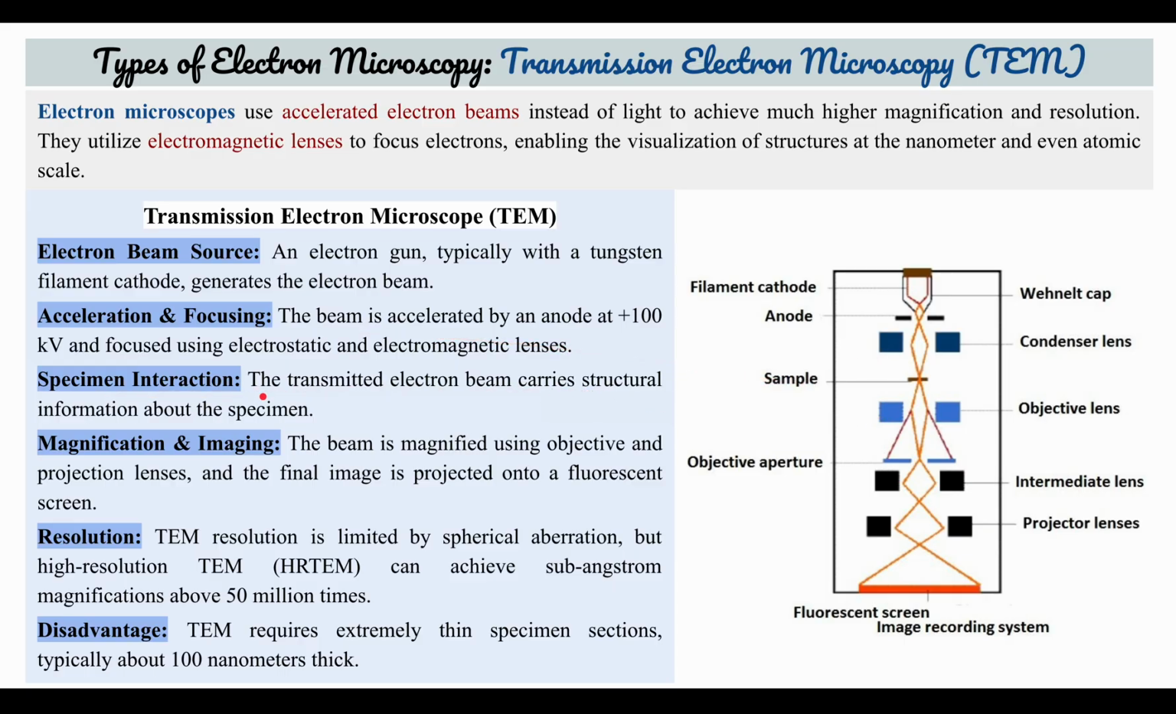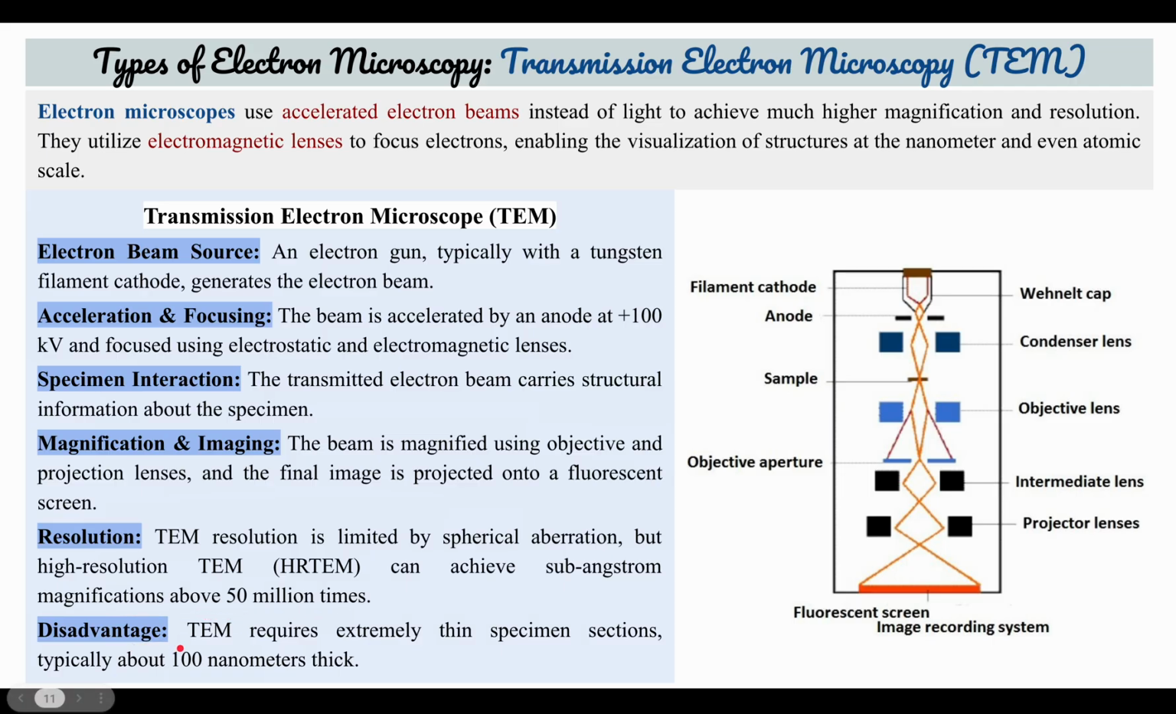And then specimen interaction. The transmitted electron beam carries structural information about the specimen, followed by magnification and imaging. The beam is magnified using the objective and projection lenses, and the final image is projected onto the fluorescent screen. If we talk about the resolution, there are some chances of spherical aberrations in transmission electron microscopy. For that reason, we can go for high-resolution TEM, which can achieve sub-angstrom resolution and magnifications above 50 million times.